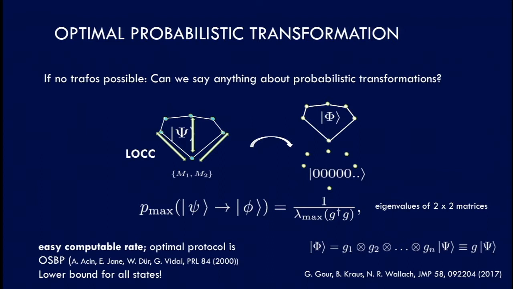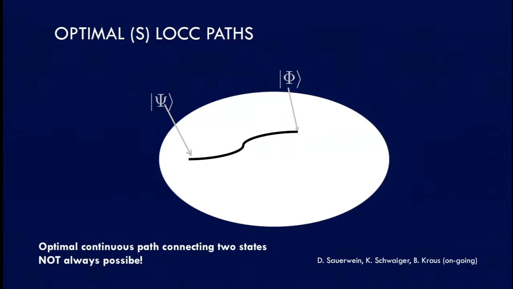For a full measure set of states, you can show that the maximum success probability of transforming a state psi to a state phi is given by this simple formula here, where this operator is local. Okay, so for qubits, this means that I have to diagonalize 2 times 2 matrices. This is something that can be very easily calculated. And actually, you can go on. You can also show that two states might be connectable via a line that we call the optimal SLOCC path.